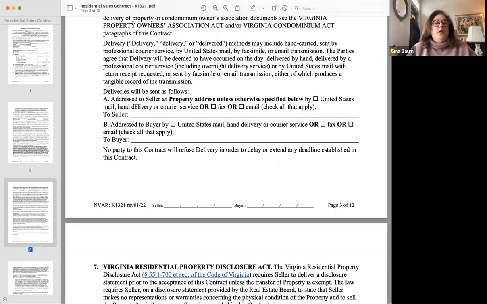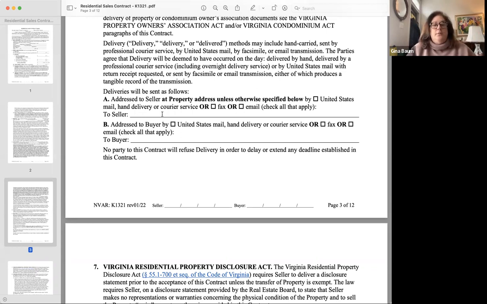Deliveries will be sent as follows, addressed to the seller at property address unless otherwise specified below by, and you're going to pick one of these: United States mail, hand delivery, courier service, or fax or email. Check all that apply. If all of these are checked, it does not constitute delivery until you do all of them. Okay. If it's just email, delivery is made once you've pressed send and you've checked to see that you have a tangible record.